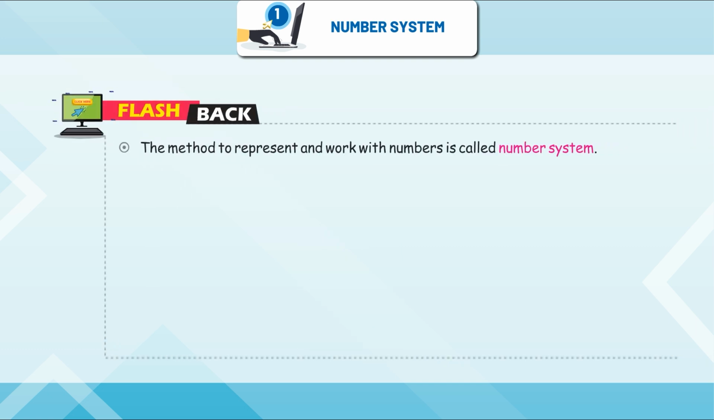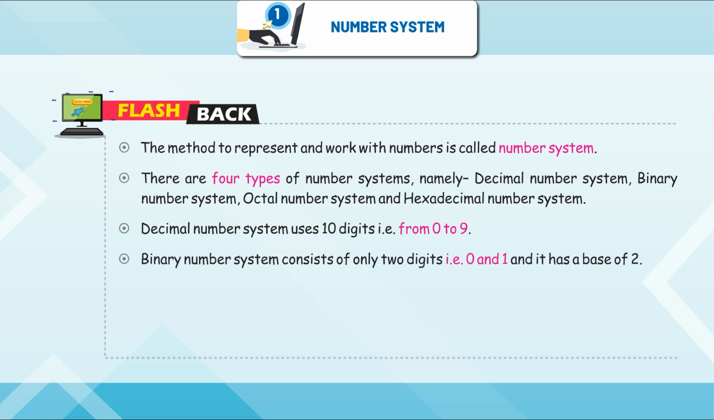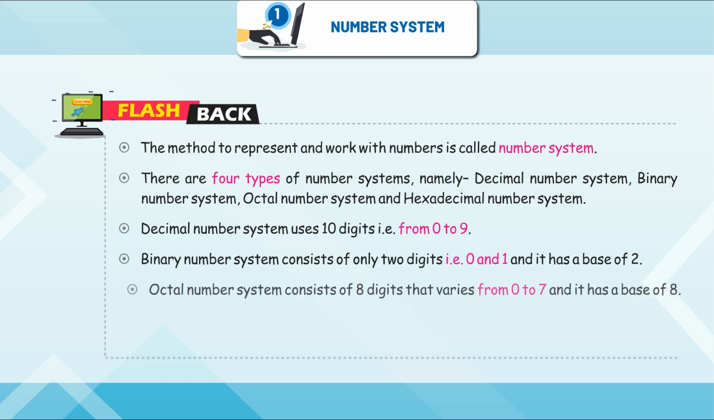Flashback. The method to represent and work with numbers is called number system. There are 4 types of number systems, namely decimal number system, binary number system, octal number system, and hexadecimal number system. Decimal number system uses 10 digits, that is from 0 to 9. Binary number system consists of only 2 digits, that is 0 and 1, and it has a base of 2.